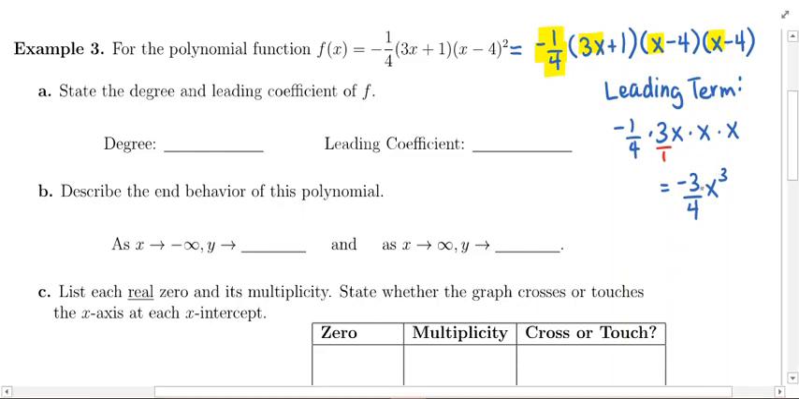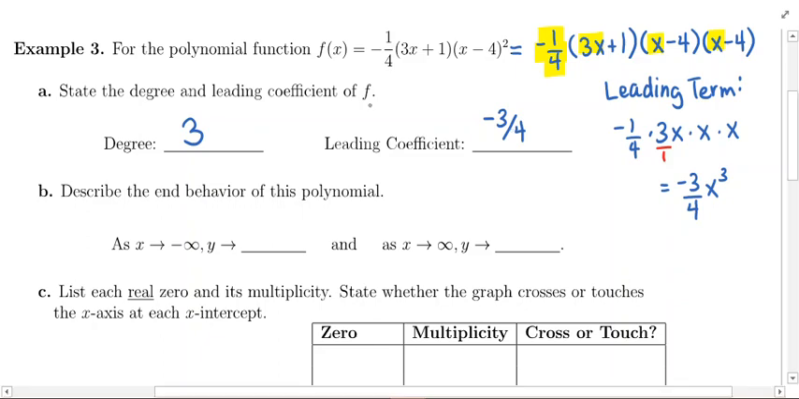So we can make the conclusion that this is going to be a degree 3 polynomial because you have x cubed, x to the third power. The leading coefficient is going to be the number out front. It's going to be negative 3/4. Okay, so this is going to help us in part B to describe the end behavior of our polynomial, how it's acting at the endpoints.